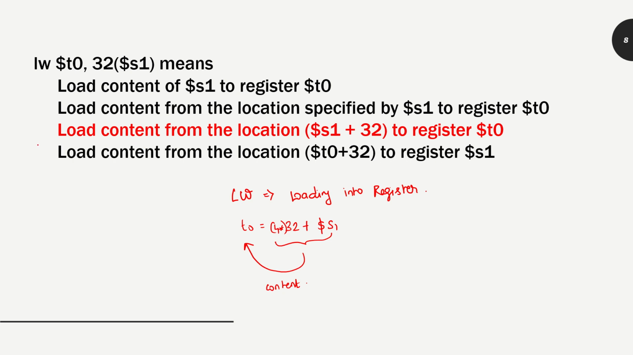Load word T0, 32(S1) means what? What do you mean by that? Very simple. Load word is all about loading content into the register. So what do we do? We will select the first answer. Load content of S1 to register T0? No. Load content from the location specified by S1 to T0? No. Load content from the location S1 plus 32? Yes. So that's what is happening here. This and this together will get you some address, and that address will have some content, and that content goes into T0. But remember, while you are implementing, you need to multiply it by 4.